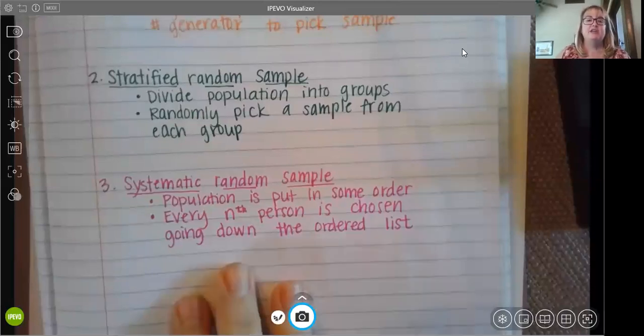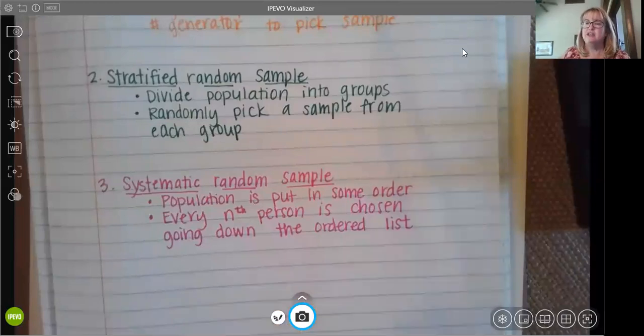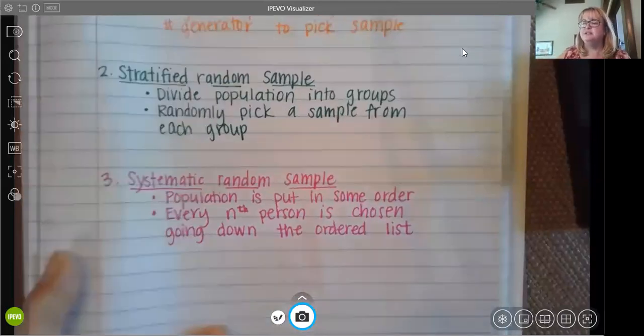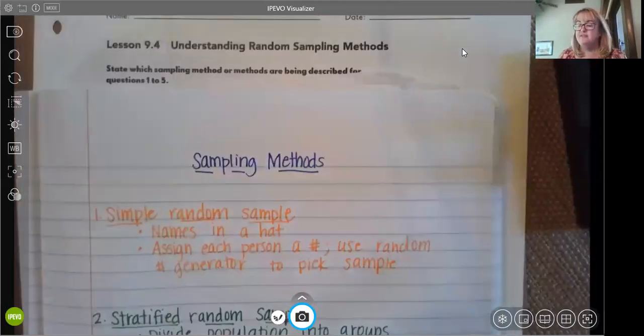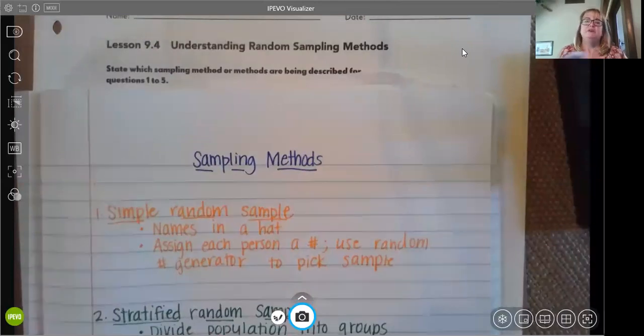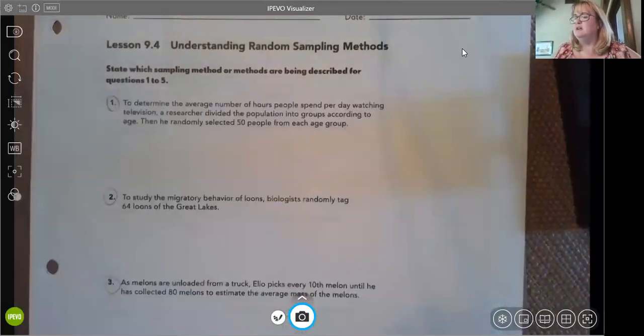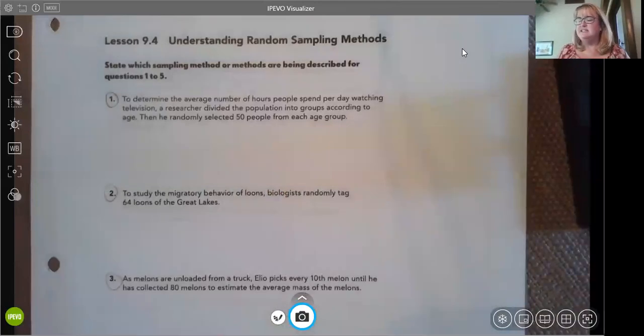So systematic, the population is put in an order, and then you pick every 5th, every 7th, whatever number you want. And the other two are simple random and stratified random. So this question, our lesson assignment starts on page 66. They're giving you an example of how they're picking their population, how they're picking their sample. And you need to figure out which method they are using.